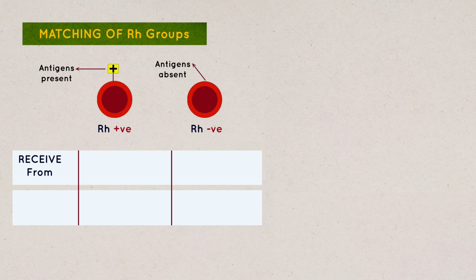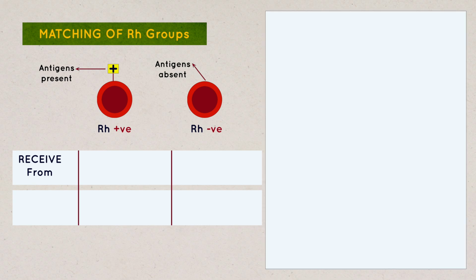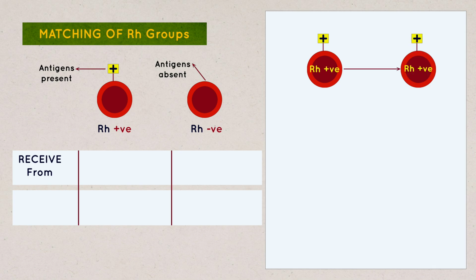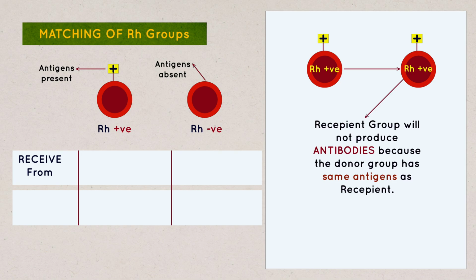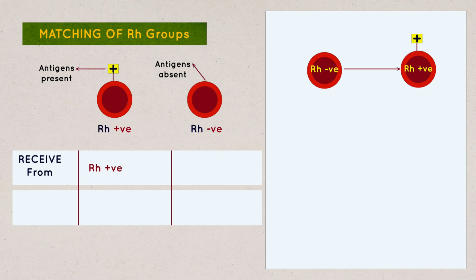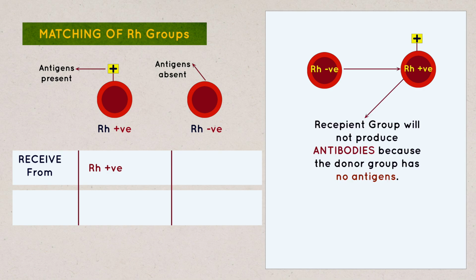Let's see what blood groups Rh positive can receive from. If we transfuse blood from one Rh positive to another Rh positive, the Rh positive blood will not produce any kind of antibodies against antigens of another Rh positive blood because they both have same type of antigens. So Rh positive can receive from Rh positive. If we transfuse blood from Rh negative to Rh positive, it will not produce antibodies against Rh negative blood because Rh negative blood don't have antigens on them. So Rh positive can receive from Rh negative.